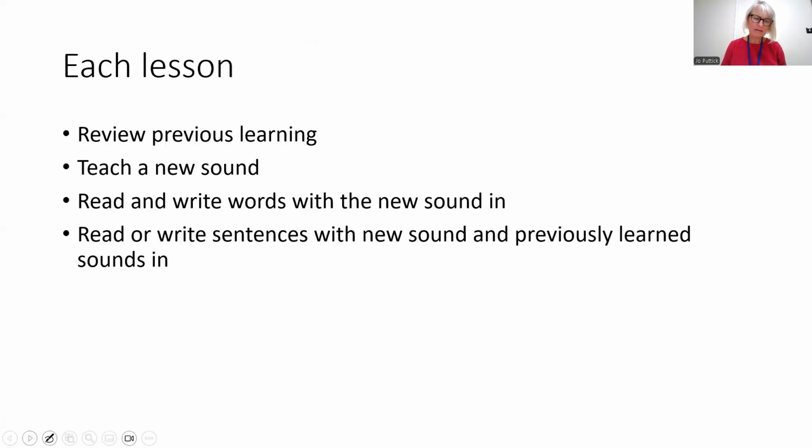So in each lesson, the teacher reviews previous learning to develop children's automatic recognition of each of the different letters and letter combinations, the graphemes. They teach a new sound or phoneme with its grapheme. They read and write words with that new sound in. And then they also read or write dictated sentences with that new sound and also previously learned sounds in. This helps them to keep revisiting the knowledge they've already been taught alongside their new knowledge.